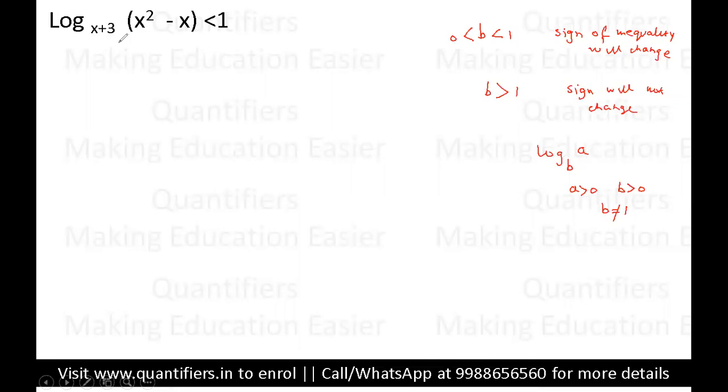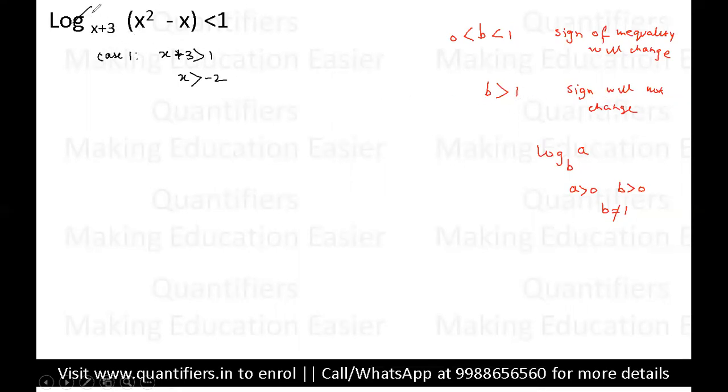Now see, the biggest problem in this question is we have no idea about the base, whether it is between 0 and 1 or whether it is greater than 1. So we have to make cases here. So let me take case 1. Now I'm assuming that base is greater than 1. So if x plus 3 is greater than 1, that means x is greater than minus 2. Now I've already told you that if base is greater than 1, sign will not change.